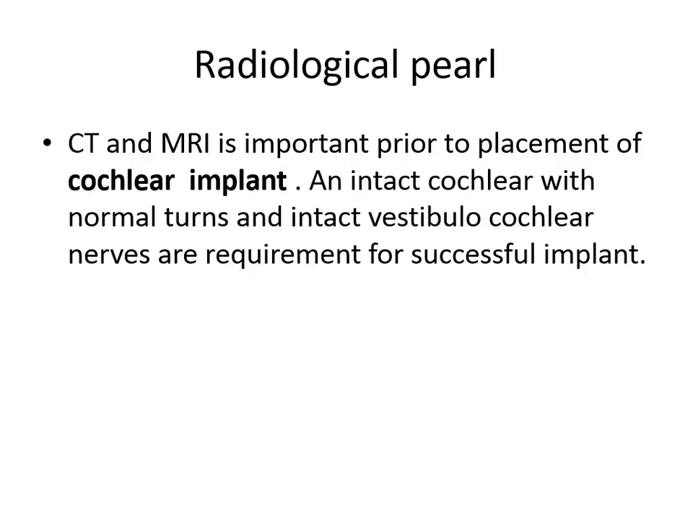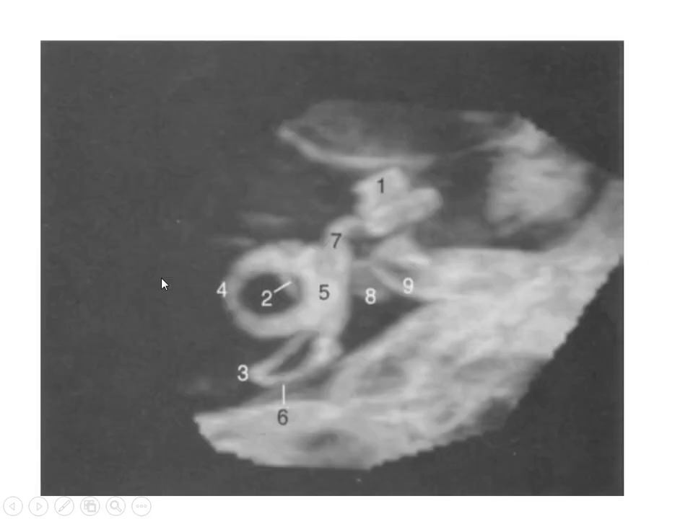The most important radiological point is that CT and MRI are important prior to the placement of a cochlear implant. An intact cochlea with normal turns and an intact vestibulocochlear nerve are requirements for successful implant. This is MRI. This is the semicircular canal.